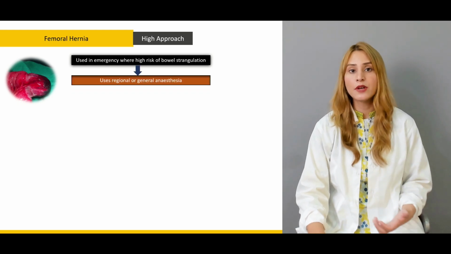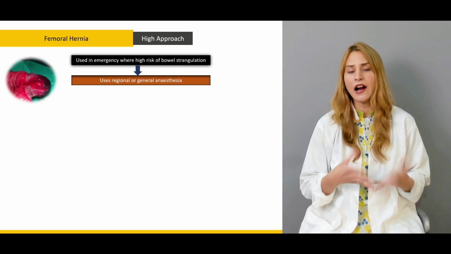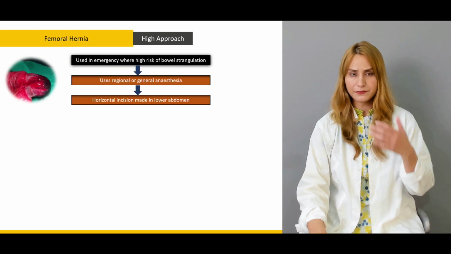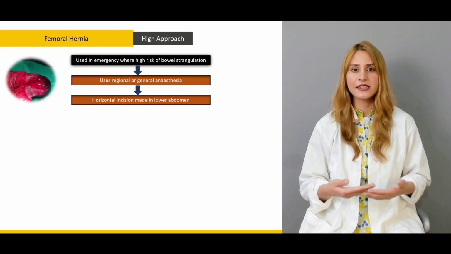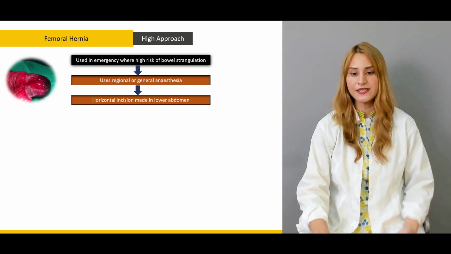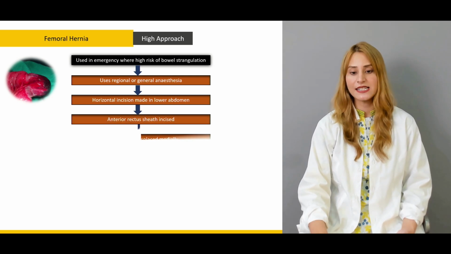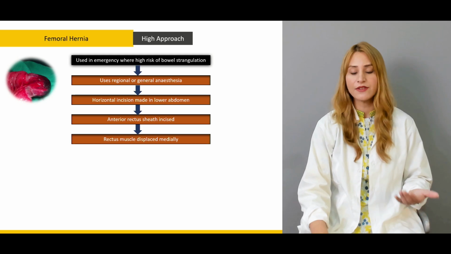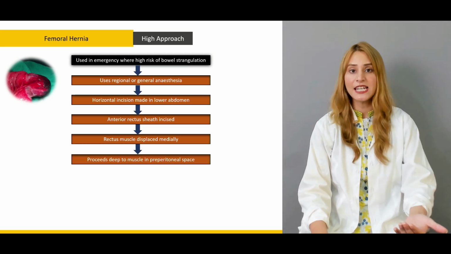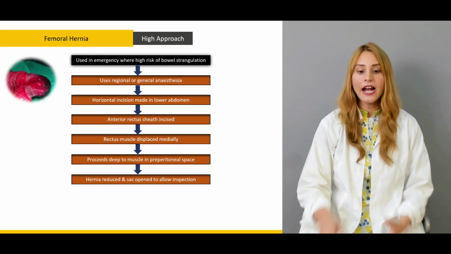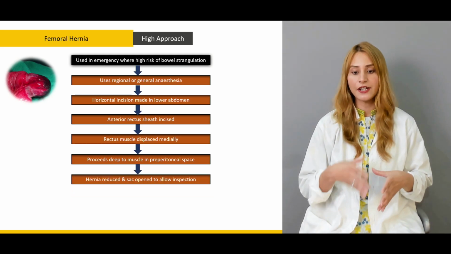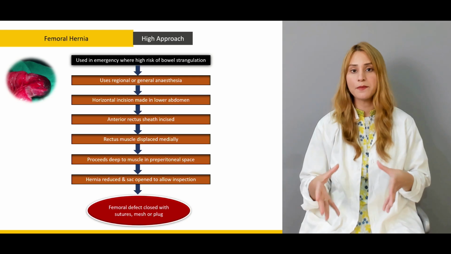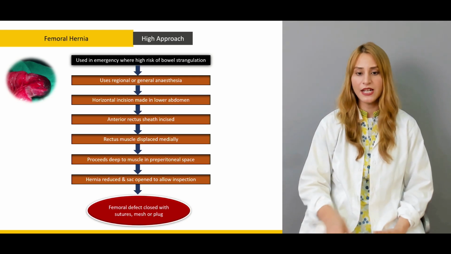This is basically used in emergency, where there is a high risk of bowel strangulation. It uses regional or general anesthesia. The incision is made in the lower abdomen, a horizontal skin crease incision. The anterior rectus sheath is incised, and then you displace the rectus muscle medially, and you proceed deep to the muscle into the preperitoneal space. The hernia is reduced. The sac is opened to allow inspection, and the contents are reduced. The femoral defect is closed with sutures, mesh, or plug. So this was about the high approach.